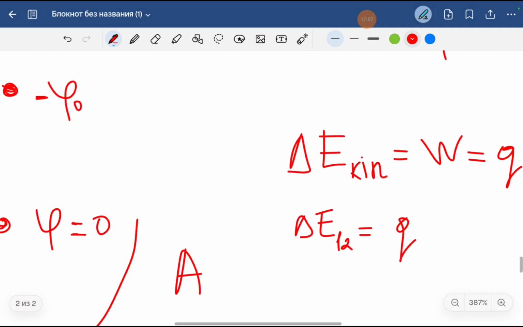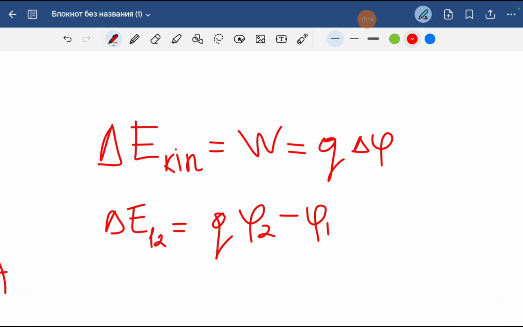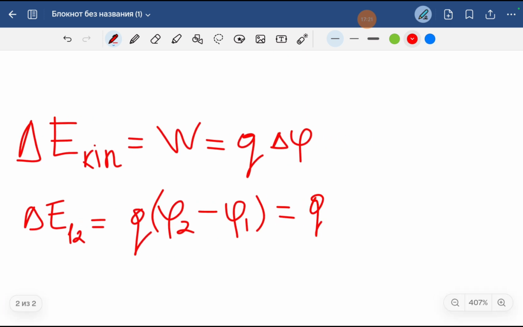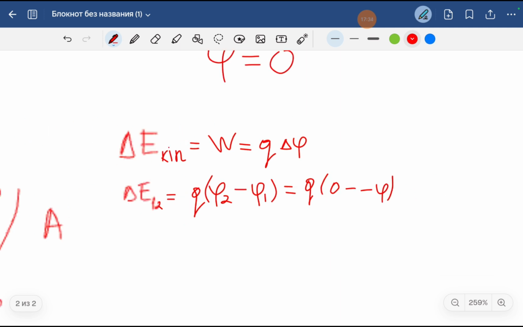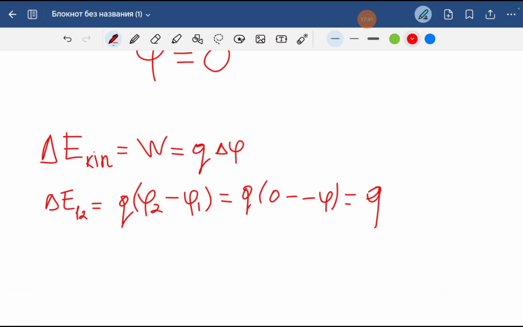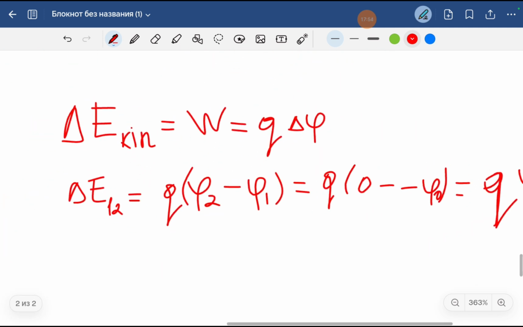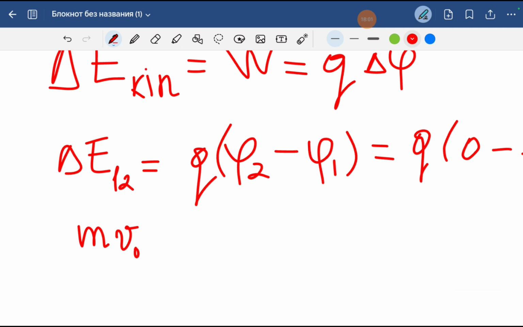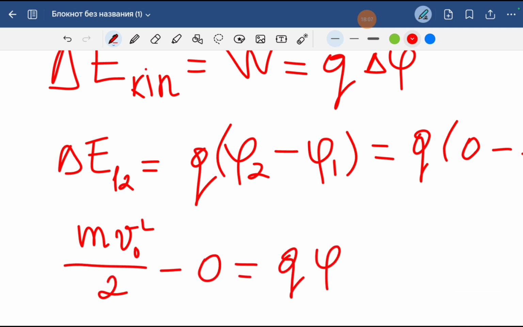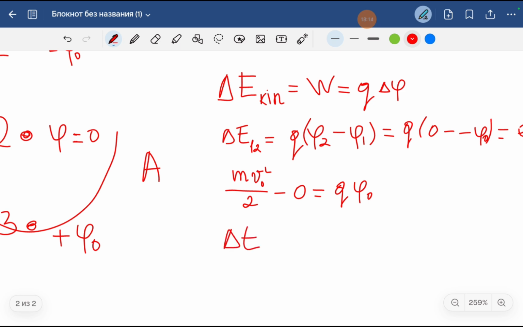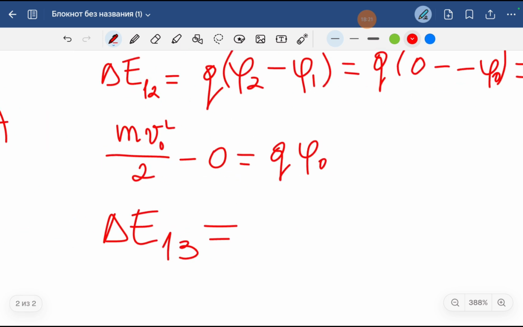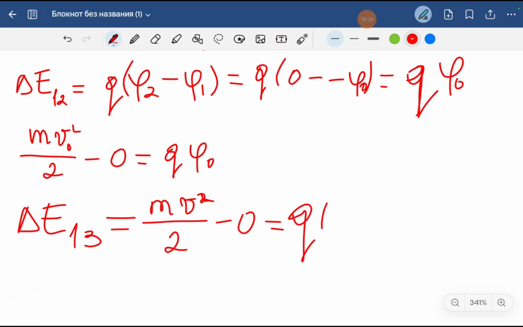The change in kinetic energy between states 1 and 2 is equal to the product of the bead charge and the potential difference between these points. Since the potential at the center is 0, the change in kinetic energy on this segment is Q times phi0. The increase in kinetic energy on this segment is equal to the kinetic energy when passing through the center, since the initial kinetic energy is 0. Similarly, for the transition from state 1 to state 3, the initial kinetic energy is again 0, while in state 3 the kinetic energy will be different.